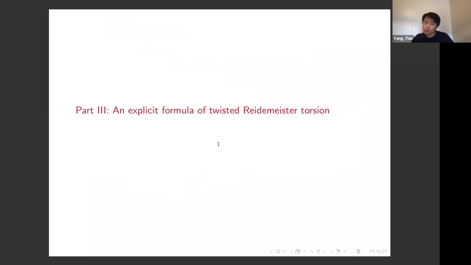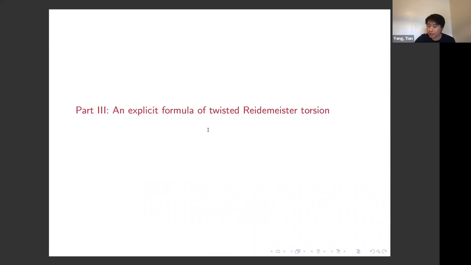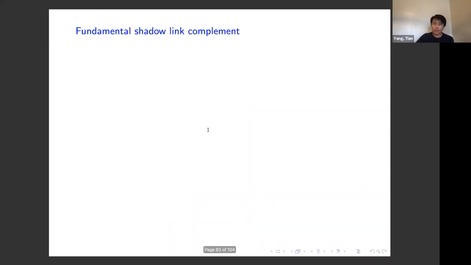All right, so the second work, we obtain an explicit formula of the twisted Reidemeister torsion for closed oriented hyperbolic three manifolds. And this is, to the best of my knowledge, the only explicit formula I know. Since every closed oriented three manifold is obtained from surgery along a fundamental shadow link complement, I'll start from here. So I'll consider the manifold as obtained by doing surgery along a fundamental shadow link. And then I'll use the data from the construction of the fundamental shadow link. So let me tell you what those things are.